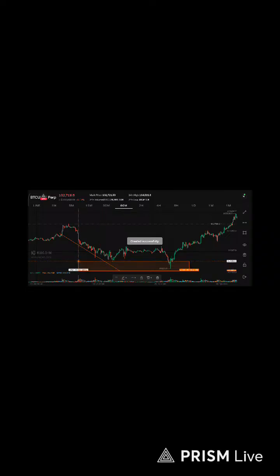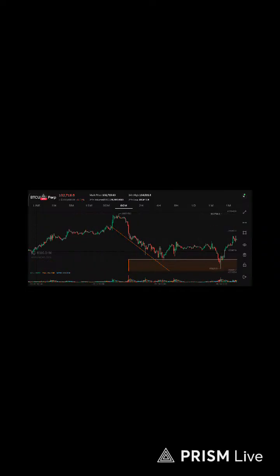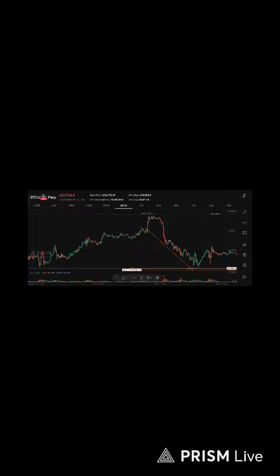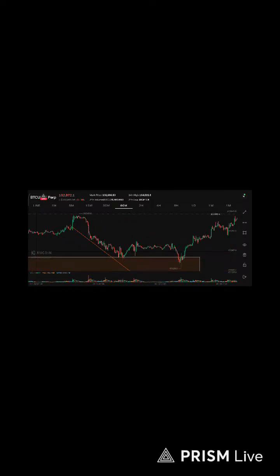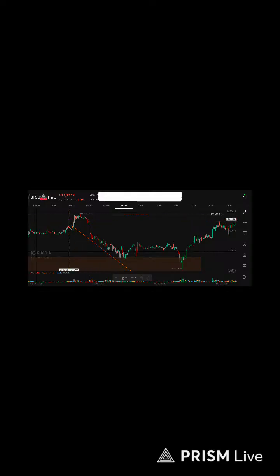In a support zone, right? This should be my support zone. As you can see it touches here, right? Have you seen it? It touches there already. So this is my support zone. So the price was here, 102,745, almost the current market situation right now.